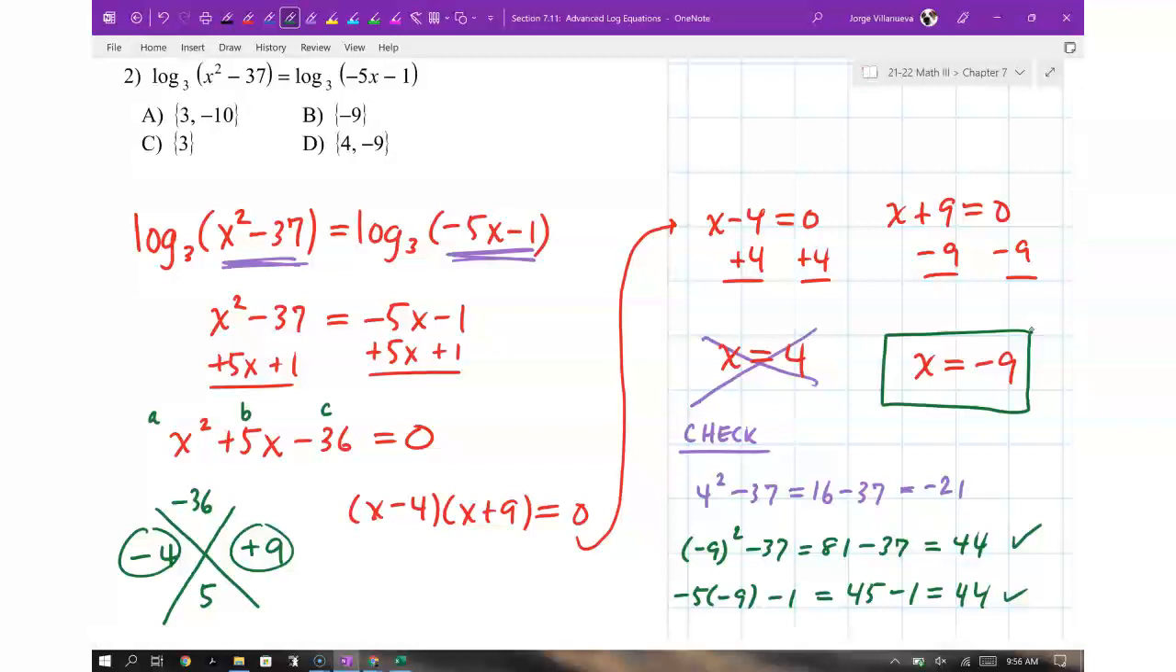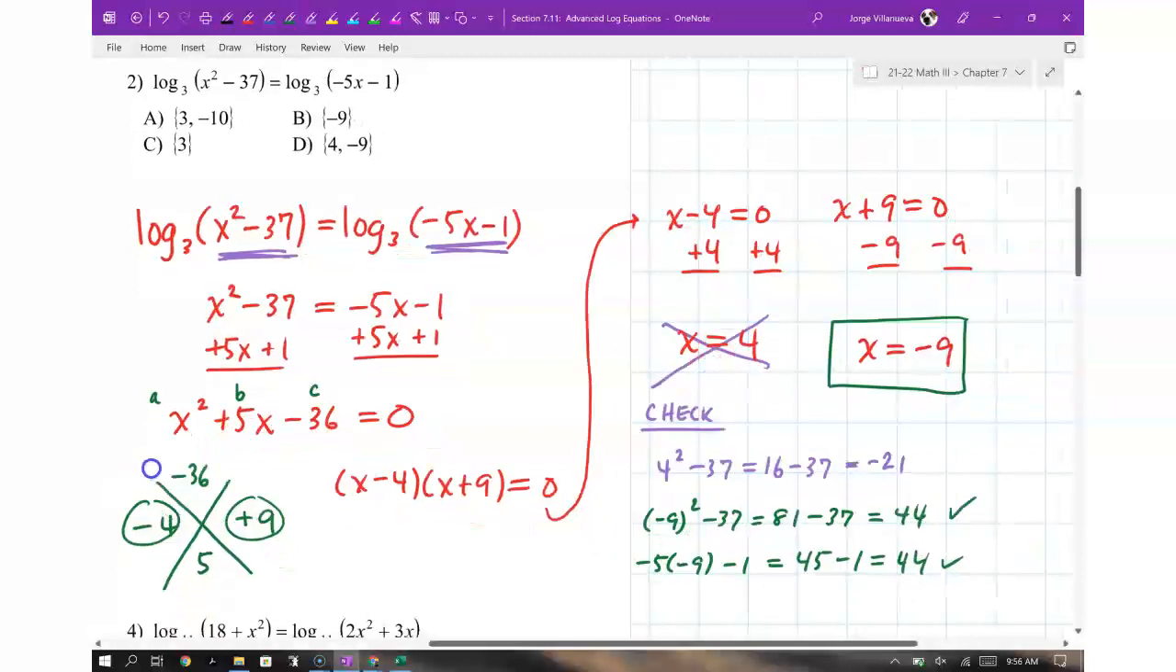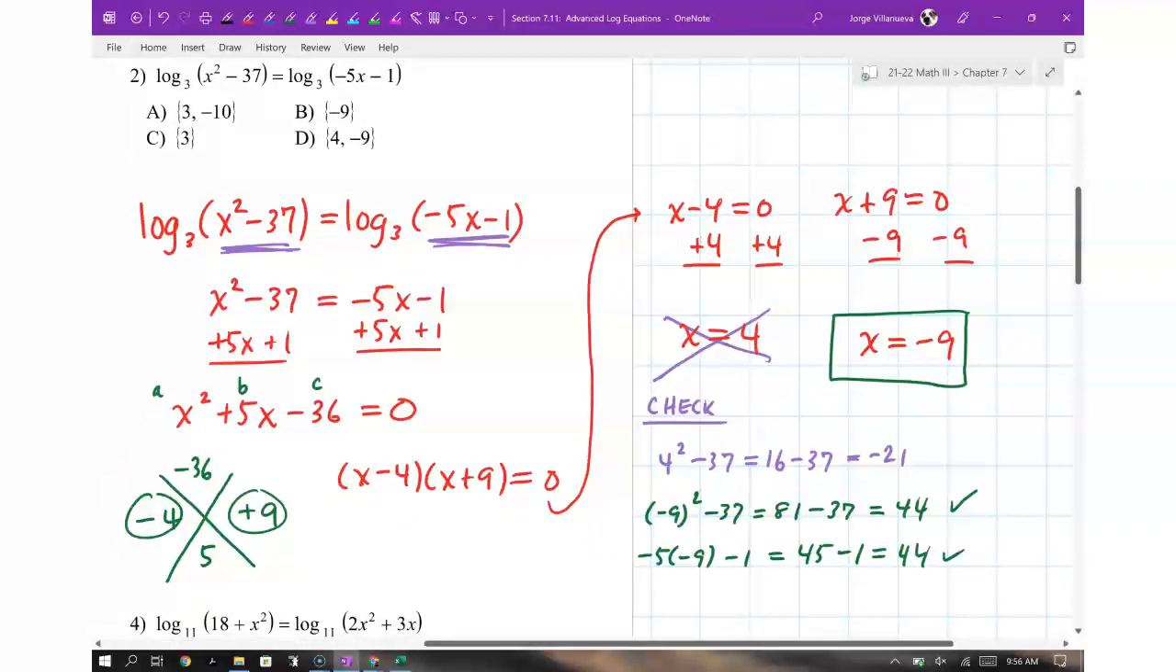So you can see how these are considered the more advanced log equations because, number one, solving for them in general takes more effort. You're going to have to factor, okay? But then you're going to have to check two different equations, right? It's not so simple like the other ones, and not to say the other ones were super easy, but they would be considered easier compared to these, right? There's a lot more steps that we have to go through in order to do these.